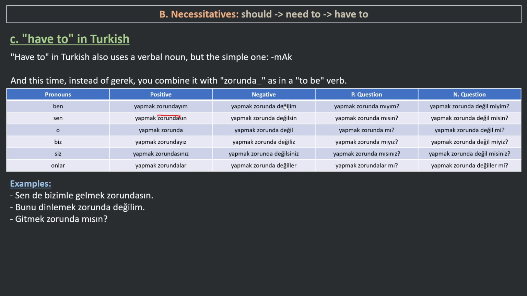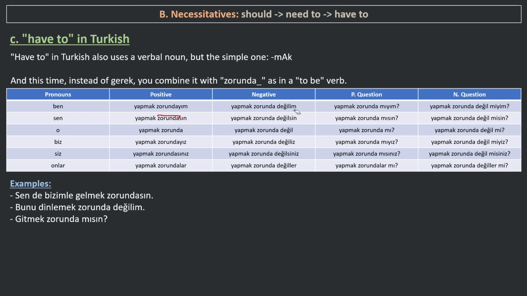Like when you compare have to and need to, that's one of the differences. Need to, since gerek is a regular verb, you make a negative with ma, but have to is a to be verb. You conjugate it as am, is, are, so I am not. Ben değilim. Ben yapmak zorunda değilim. I don't have to do it.